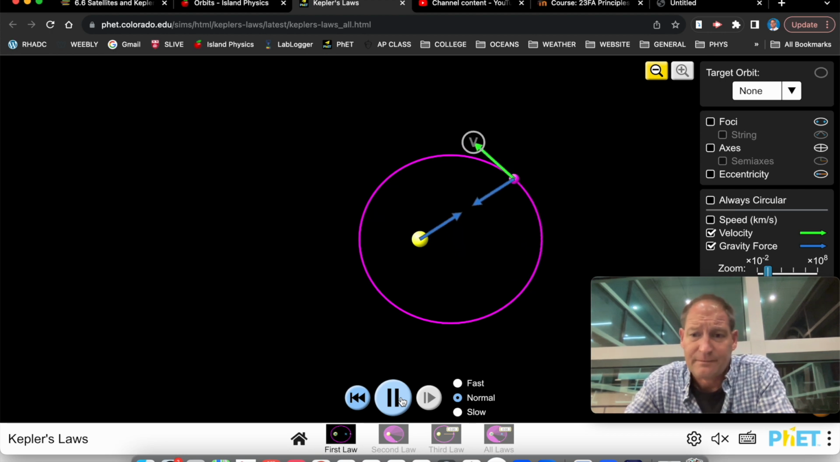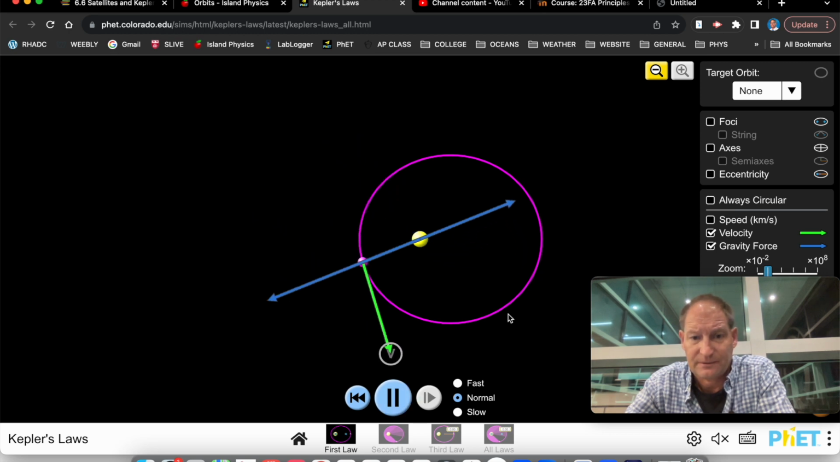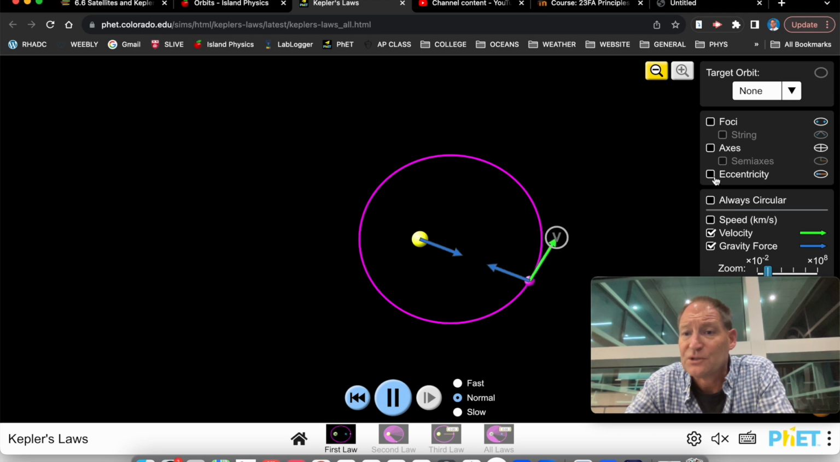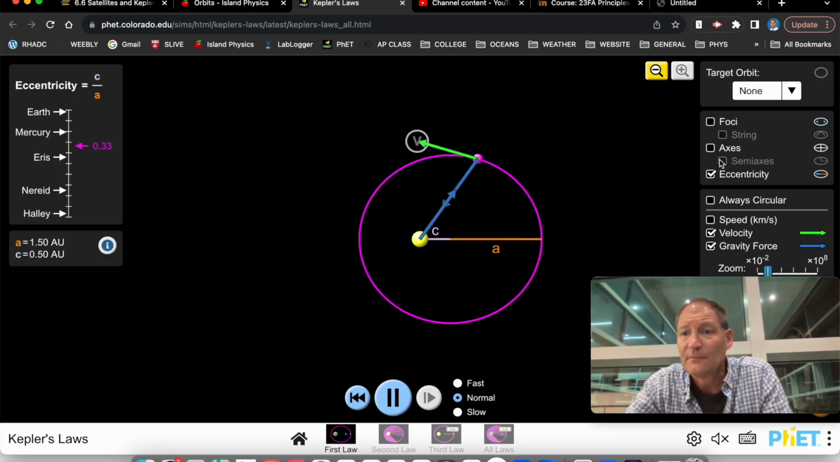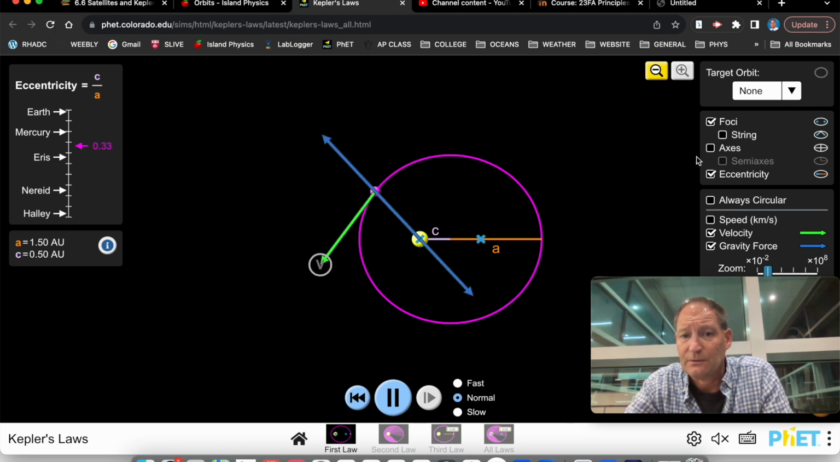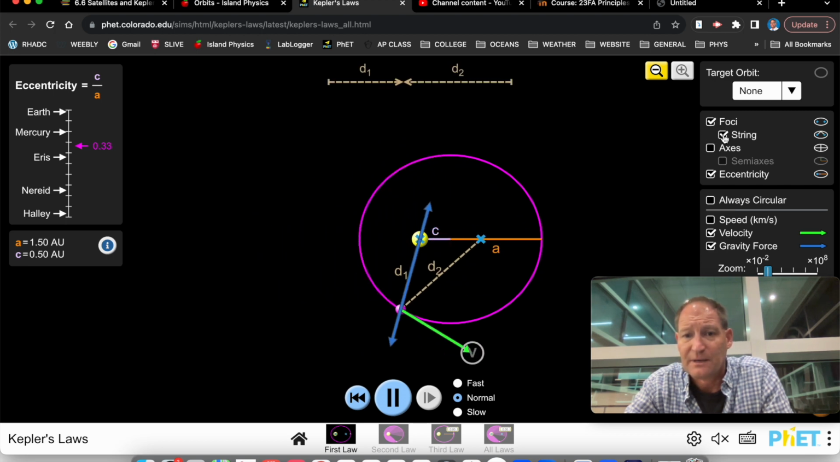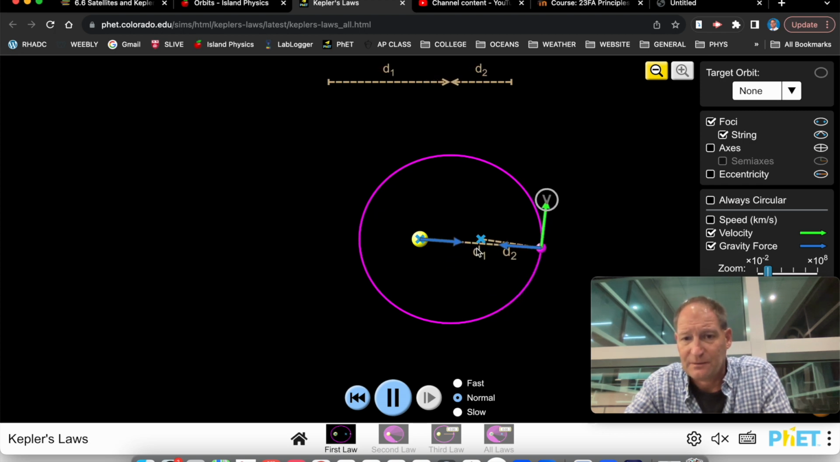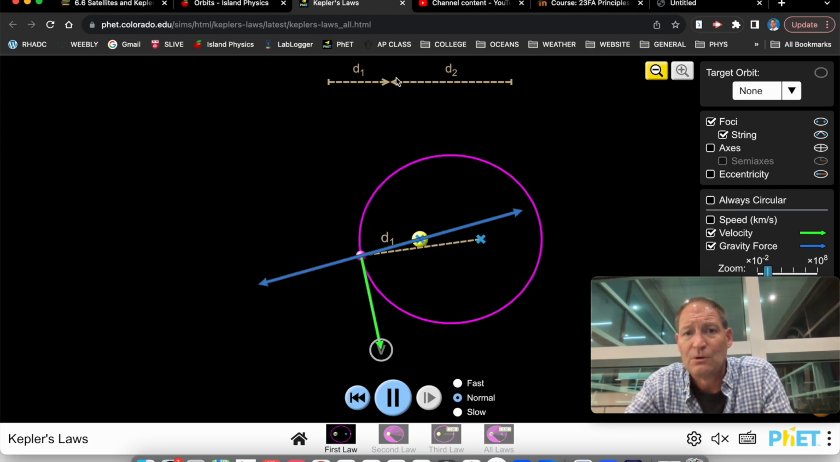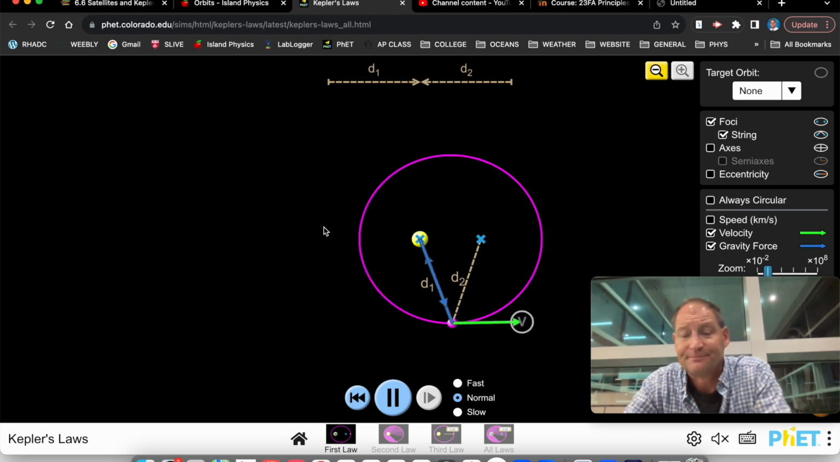Now, to be fair, the Earth's orbit is so close to being circular that it's not really noticeable as an ellipse. But you can change the eccentricity. You can make the ellipse really interesting. So I'll play with this. You can see how d1 plus d2 always add up to the same amount.